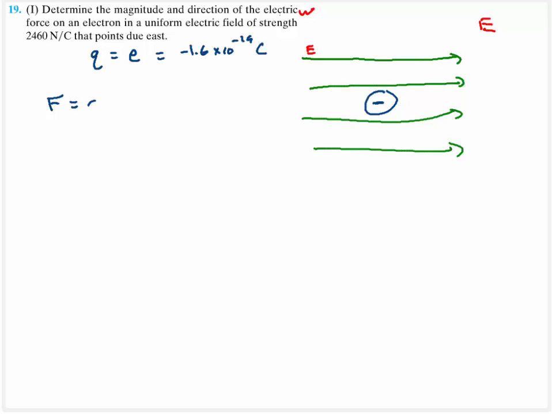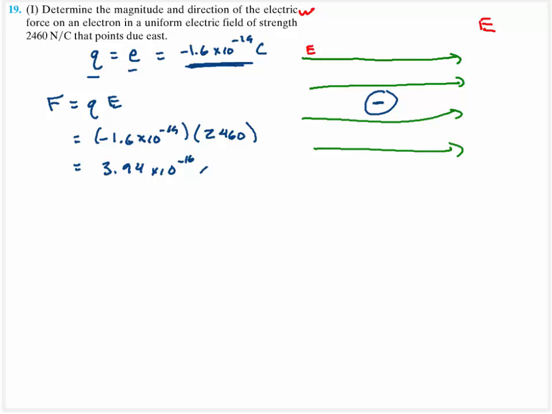I know that force is going to be equal to the charge times the electric field. Charge is just that of an electron, which is going to be negative 1.6 times 10 to the negative 19th. So negative 1.6 times 10 to the negative 19th multiplied by my electric field, 2460 newtons per coulomb. See, the units are going to work out, and I'm going to get 3.94 times 10 to the negative 16th newtons. The direction, well, the negative sign means the opposite direction, so west.